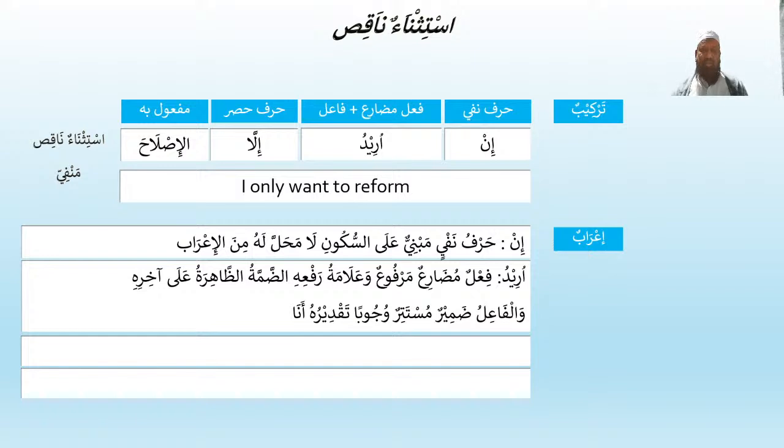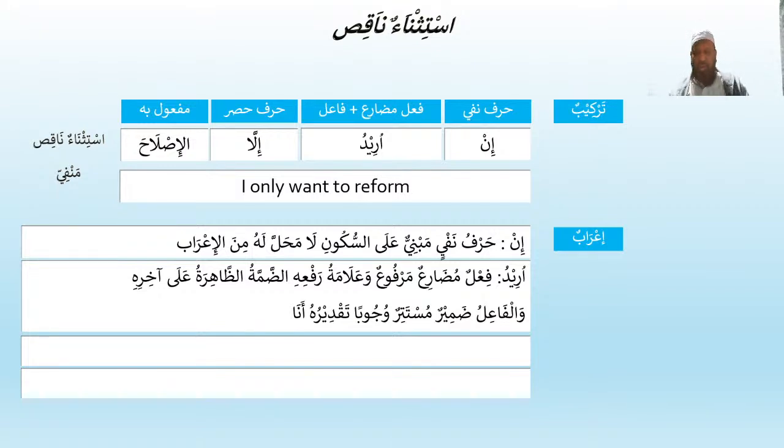So in fi'l mudari we've learned there's only three forms of وجوبا. Number one is تفعل, مخاطب: يا مخاطب تفعل, واحد مفرد مذكر مخاطب. And number two is مفرد مذكر مؤنث متكلم, which will be أنا. So the mukhatab one will be أنت, the mutakallim one will be أنا, and number three جمع مذكر أو مؤنث متكلم, which is نفعل, and the dameer will be وجوبا تقديره نحن. Okay.